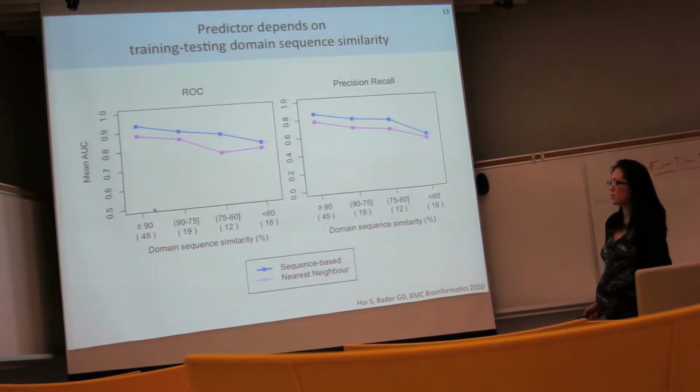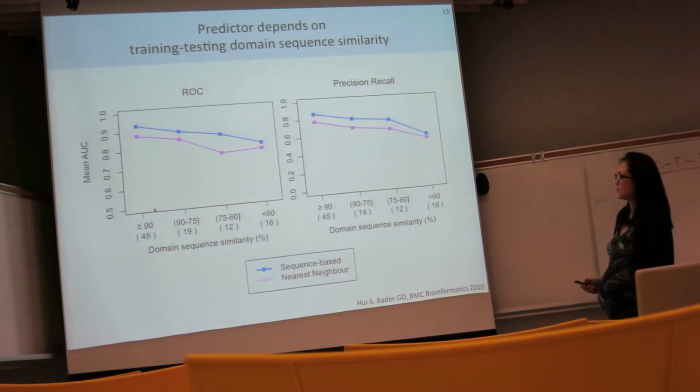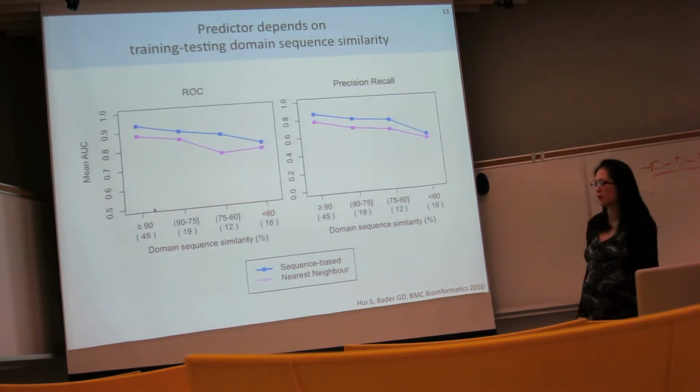And we also performed the same analysis using a naive nearest neighbor predictor, which simply uses sequence similarity as its criteria for prediction. And compared to this naive predictor, the sequence-based predictor does perform better, except when domains are less than 60% similar, in which case the performance is comparable.